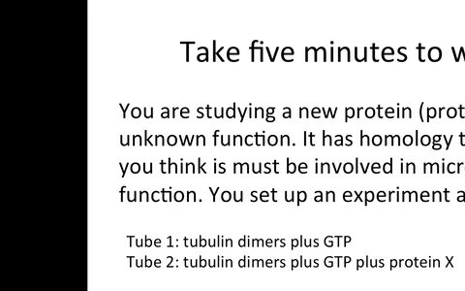So you've got 2 test tubes. In tube 1, you put your tubulin dimers plus GTP. In tube 2, you put your tubulin dimers plus GTP plus protein X. You incubate, and then after incubation, you run an experiment where you look at microtubule polymerization. You find microtubules polymerizing at a faster rate in tube 2 compared to tube 1. What is the identity of protein X, or what function does it have?